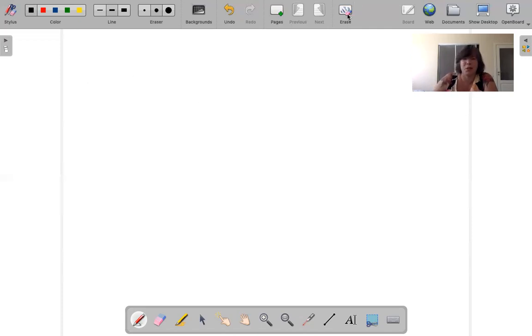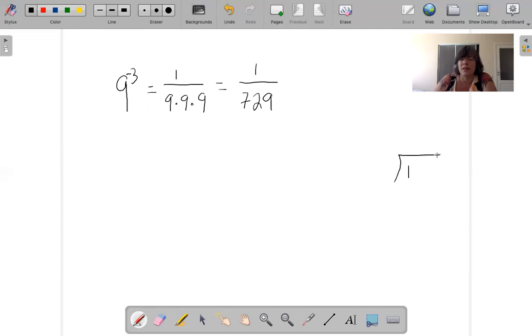Just for fun, let's do one more. Okay, let's say 9 cubed, 9 negative cubed. 9 negative cubed equals 1 over 9 times 9 times 9. So that equals 1 over, I hope you all remember the numbers that I told you to memorize, 729. Then we have to do 1 divided by 729.